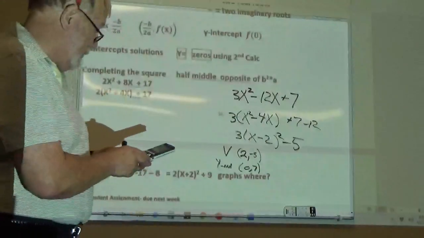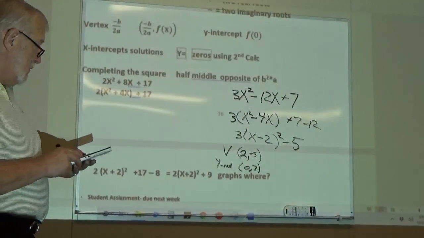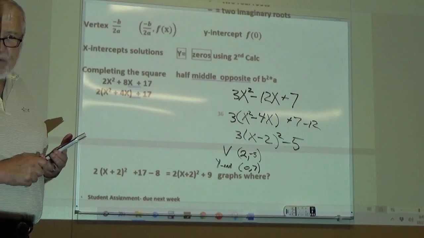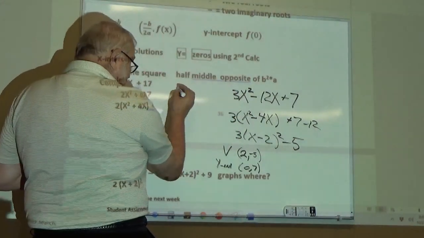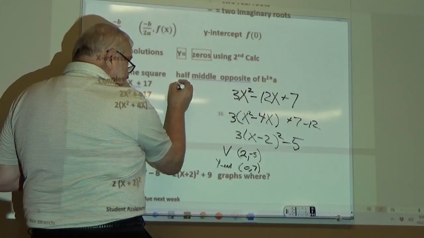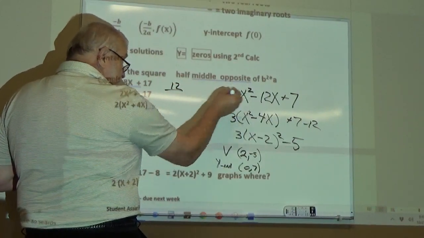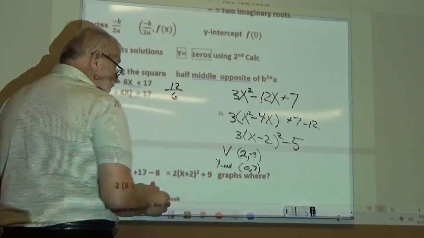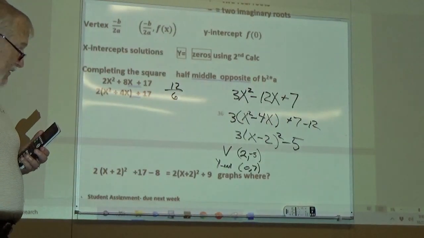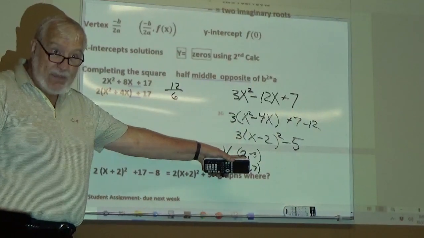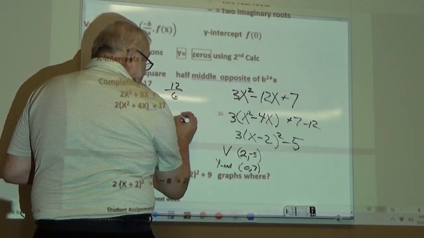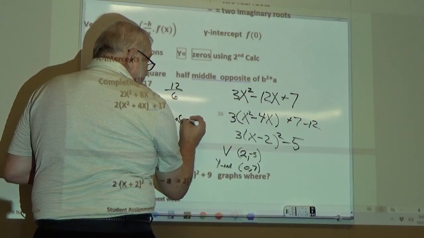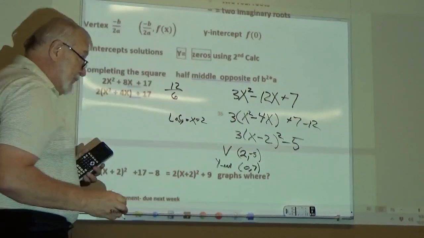All right, so let's use the calculator to find that. Let's go to y equals. Oh, wait a minute. No, let's do discriminant first. I'm sorry. Hold that thought. Let's do the discriminant. The discriminant is -b, which is 12, over 2a, which is 6. And that's where I'm going to get the positive 2 again. So the line of symmetry is equal to x equals 2.